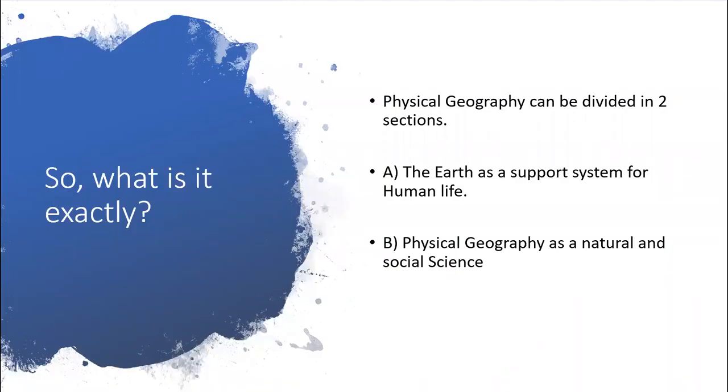So what is it exactly? Well, physical geography can be divided in two sections: Earth as a support system for human life, and physical geography as a natural and social science. So that's the two ways really you can divide it.